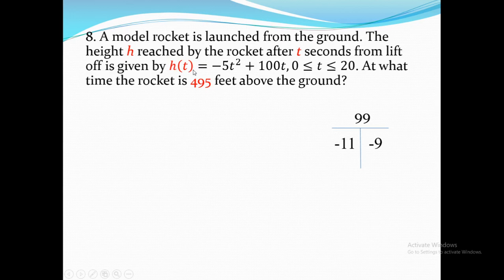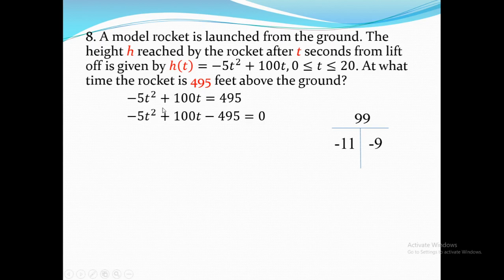So in the place of h of t, I have to put 495, isn't it? They asked for 495 height. So see here, minus 5t square plus 100t is equal to 495. The height is 495. Now it's just like a quadratic equation. You can solve it and find the answer very simply. Now bring this 495 to the left-hand side.